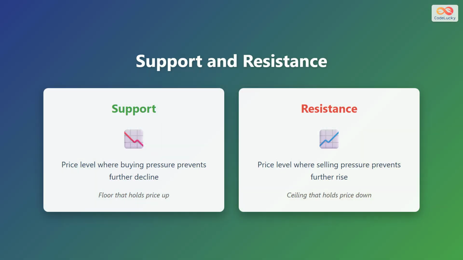Support and resistance are critical concepts in technical analysis. Support is a price level where buying pressure is strong enough to prevent the price from falling further. Think of it as a floor that holds the price up. Resistance is a price level where selling pressure is strong enough to prevent the price from rising further. Think of it as a ceiling that holds the price down. These levels are created by supply and demand dynamics and often occur at psychologically significant prices. When a stock breaks through support or resistance, it can signal a major move.